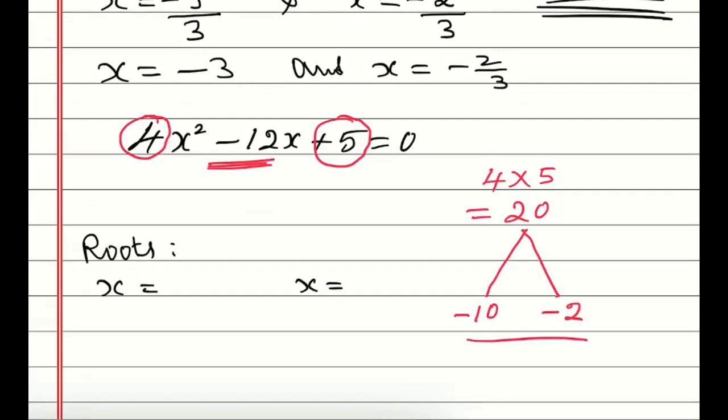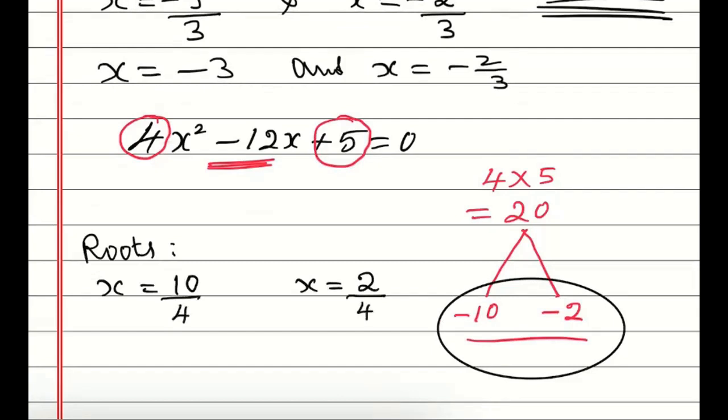First change the signs of these two numbers. That minus 10 becomes 10. Minus 2 becomes 2. And divide them by the coefficient of x², that is 4. Now we get x equal to 5/2 and x equal to 1/2. These are the roots of equation 2.